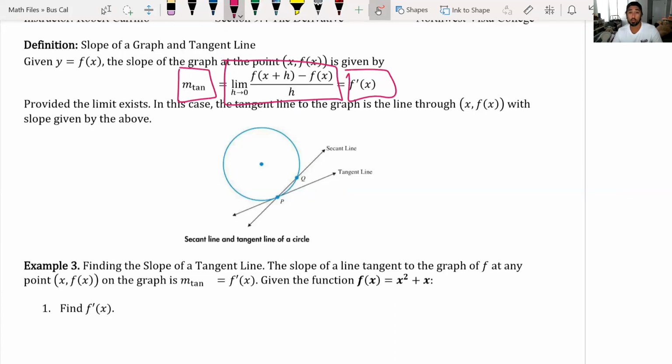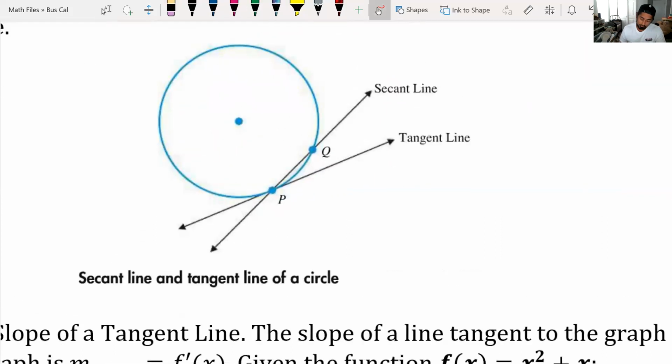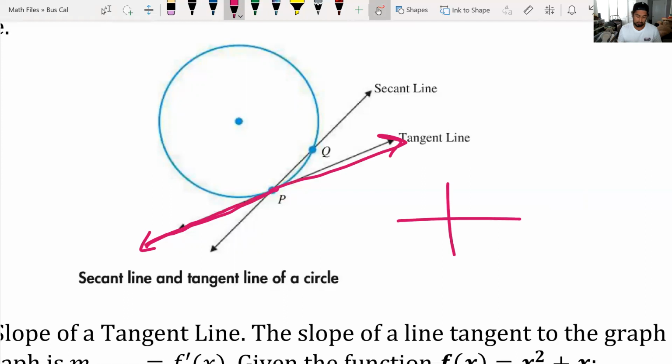Now, the big question is, what does it mean to be tangent? What is a tangent line, and what is the definition of being tangent? Well, look at the picture below. If you are a tangent line, this means that your graph will share a point with another graph, right? So you'll share a point with the graph and take off. So being tangent means you share a point and you take off. That's it. So you share a point with another function or another graph and you take off. So let's say I had like this function.